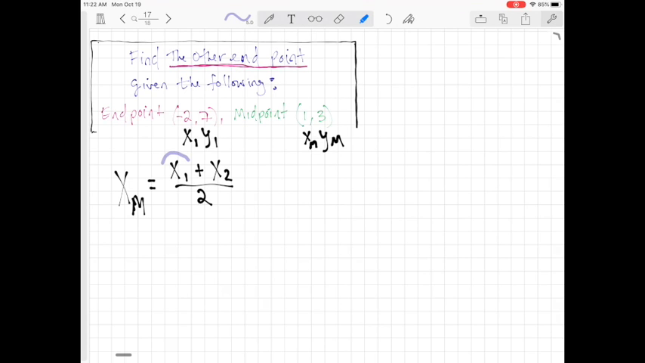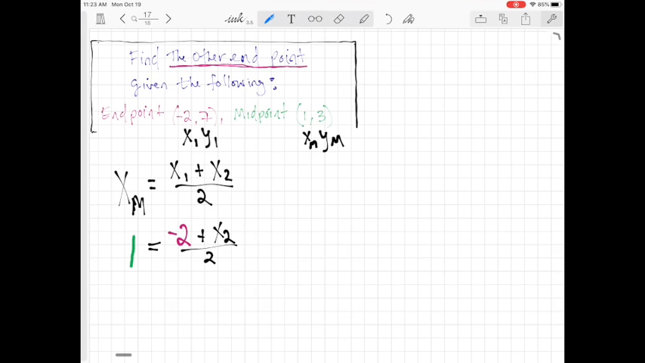So let's start with x1. We know x1 is -2. And we know the midpoint. The midpoint is here, 1. So I'm going to plug that in for the midpoint. So that's going to be 1. And now we're just going to plug in the rest of what we know. We don't know x2, but we know we're going to divide the whole thing by 2.